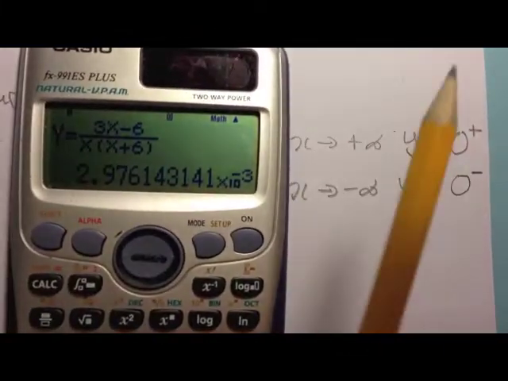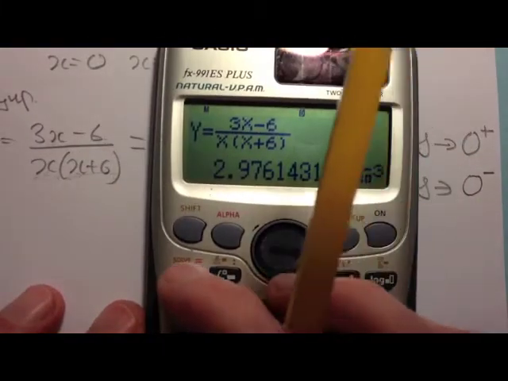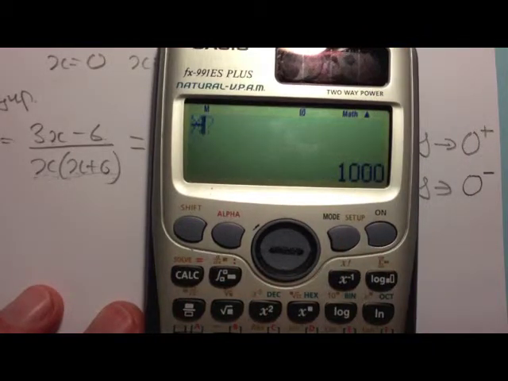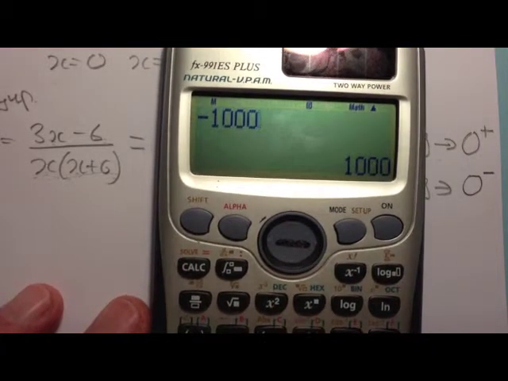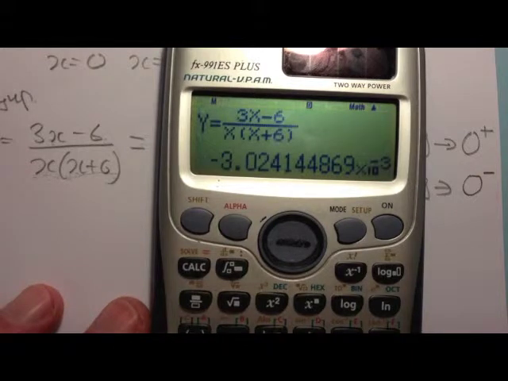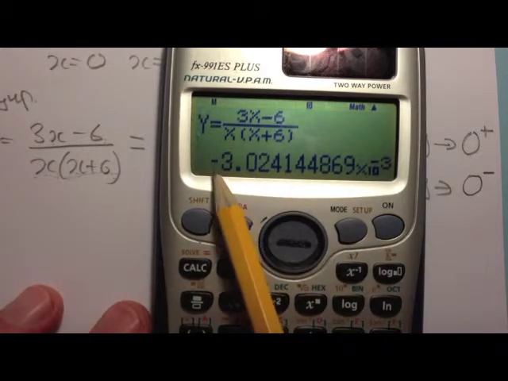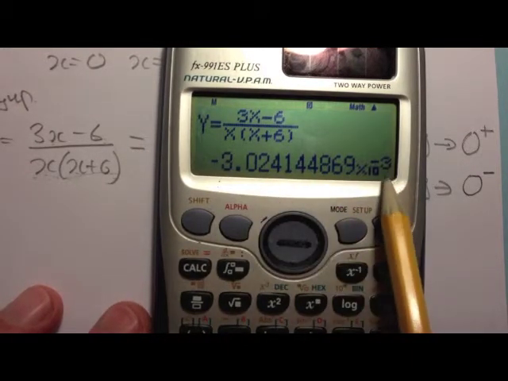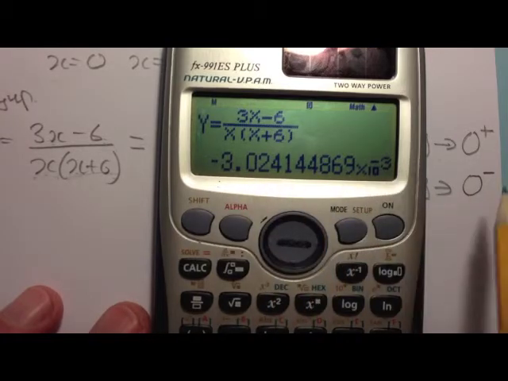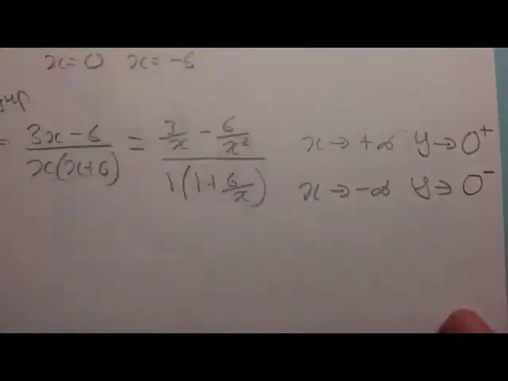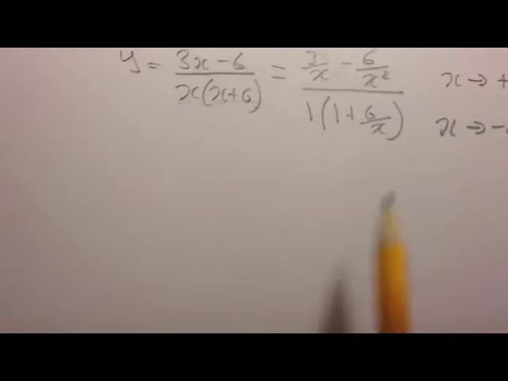And similarly, if we calculate it for a large negative value, in this case I'm going to say minus 1000 equals, and we see again we get a negative value, but it's a very small value, times 10 to the minus 3. So we're tending to 0, but from below 0. We've now got all our clues, so let's put our clues onto a sketch.